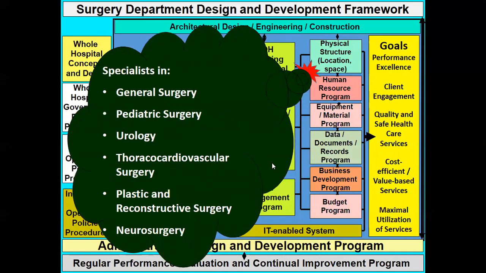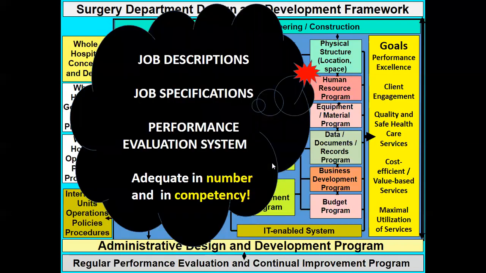The specialists usually consist of consultants in general surgery, pediatric surgery, urology, thoracocardiovascular surgery, plastic and reconstructive surgery, neurosurgery, and other subspecialties. There must be documents showing job descriptions, job specifications, and performance evaluation system of the human resource in the department. There must be documentation of adequacy in number and in competency.